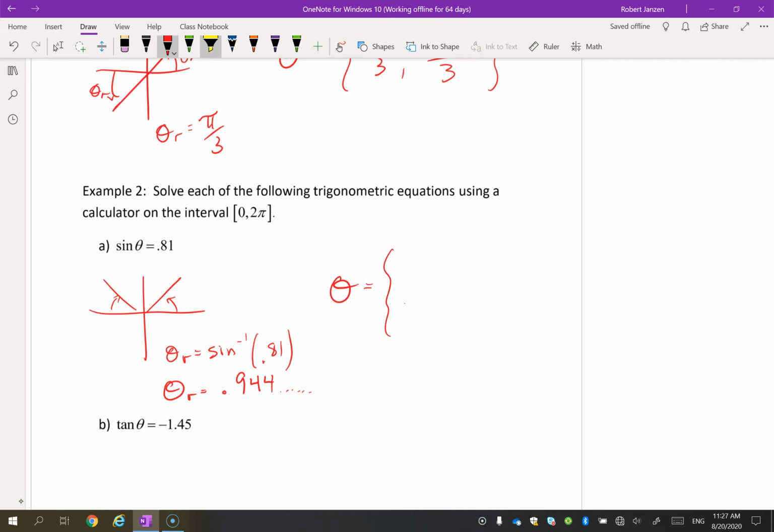So the first answer is going to be 0.944. That's the angle in standard position from the closest x-axis there. To find this one, you're going to go pi, take away whatever's in your calculator. Don't use 0.944. Use the full decimal, whatever you have. Okay? So this is going to be 2.197.